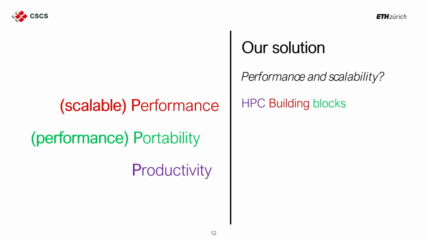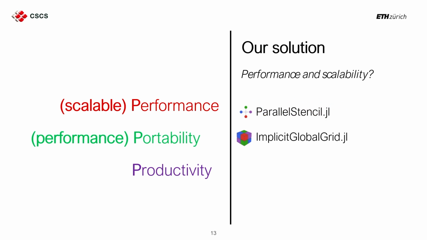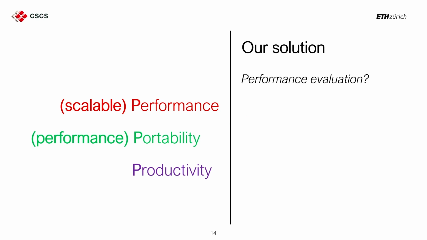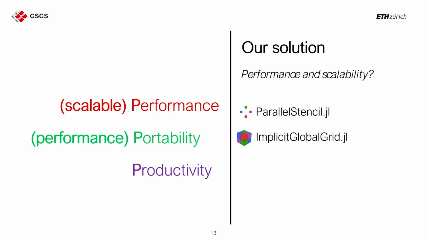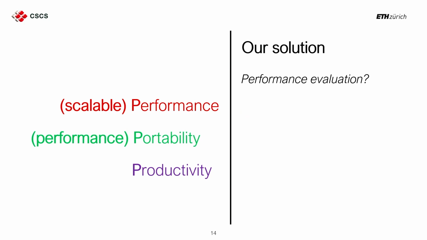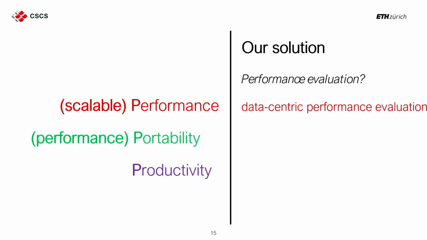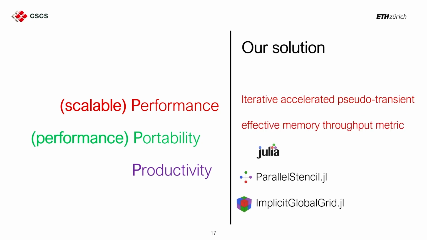And so that's why we create building blocks that would allow us to do that. Concretely, these two packages, ParallelStencil and ImplicitGlobalGrid, where the first one is for stencil calculations on a single node, and ImplicitGlobalGrid is for the distributed parallelization. And for performance evaluation, we exactly use the effective memory throughput as we talk about it here in this course. So this is the summary.